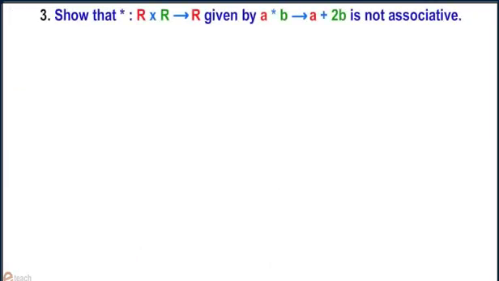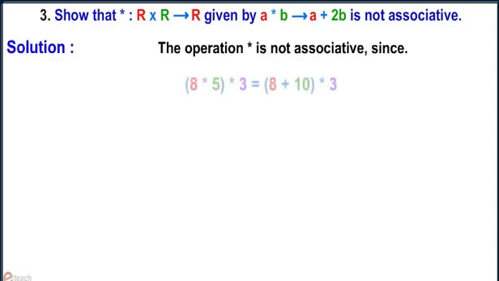Let us have another example. Show that a binary operation star defined from R cross R to R such that a star b is written as a plus 2b is not associative. Let us have the solution. The operation star is not associative.